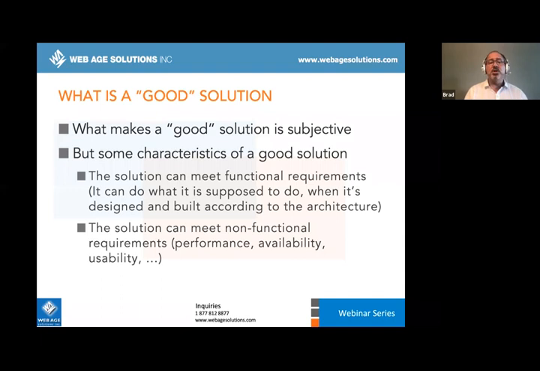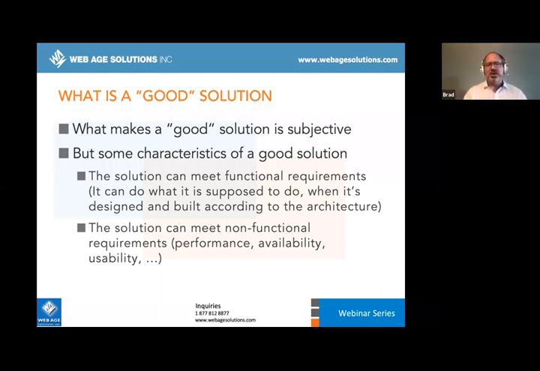A good solution also meets non-functional requirements. Now, this is a really interesting area for architects. We love this sort of stuff because non-functional requirements are characteristics of what's going to be built. It's performance, it's availability, it's extensibility. These non-functional, or sometimes called quality of service requirements, are really about how a solution will be able to behave and change in the long run.